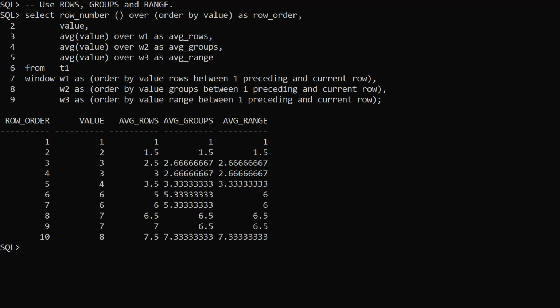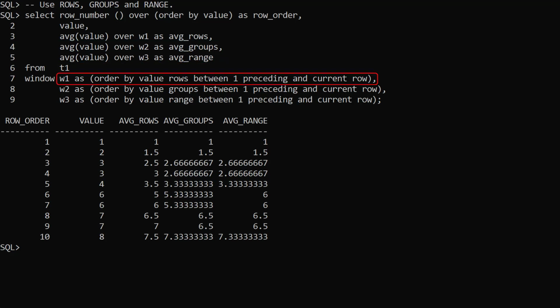We queried the table using some analytic functions. The row number function gives us consecutive numbers from 1 to 10. We display the value. We call the average analytic function 3 times, each with a different window definition.